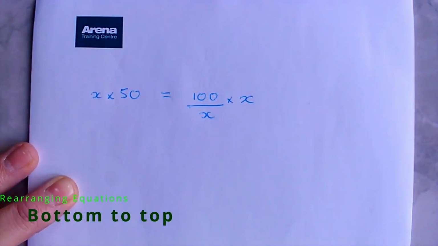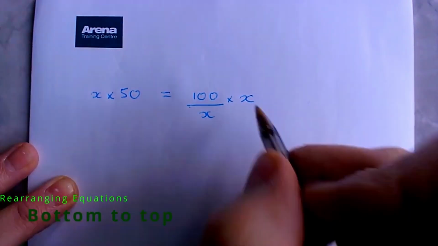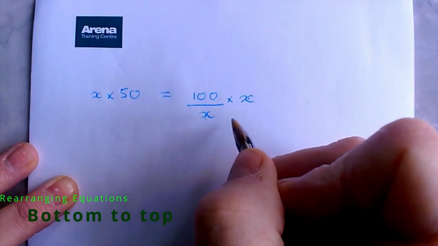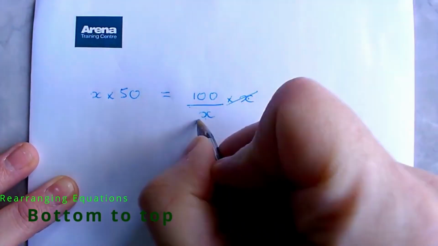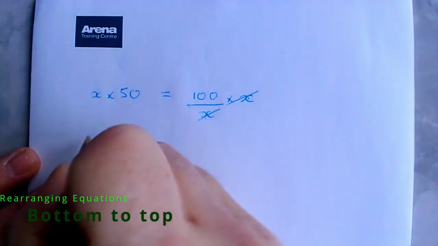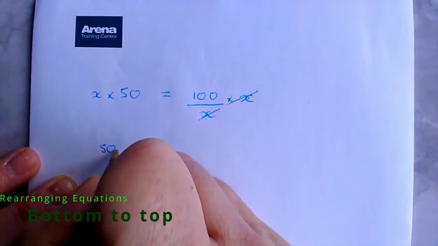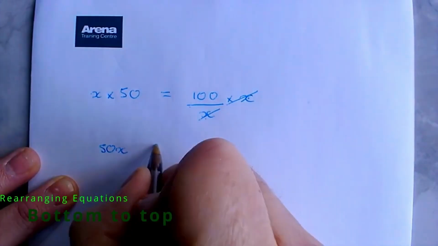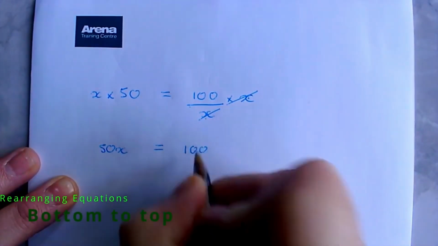Still equal because I've done the same to both sides. But x divided by x, any number divided by itself is always 1. So this cancels out. So I've now got 50 x's. I've rewritten that. 50x just means 50 times x equals 100.